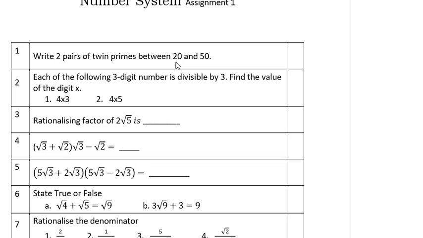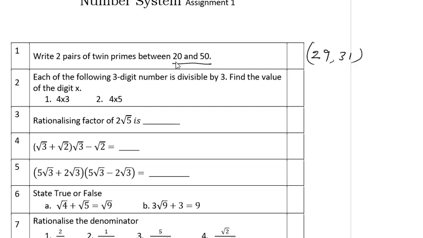You first write all the prime numbers between 20 and 50, and from that you can write any two twin primes. So if I start with 20, the first prime number I get is 23, then I have 29, then I have 31. So the first twin prime pair I get is 29 and 31. So this is my one pair. Like that you can find one more pair.